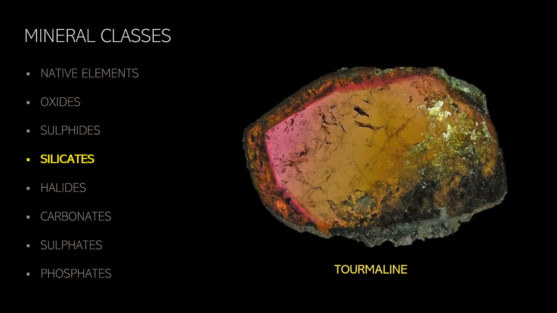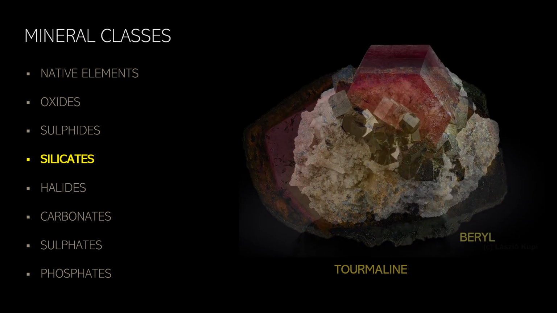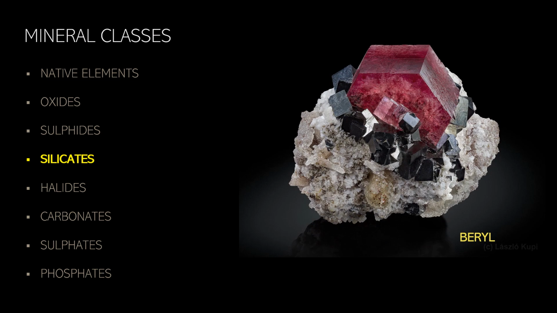Tourmaline is a borosilicate present in a wide range of colors and is a well-recognized gemstone. Beryl, also a gemstone, is a beryllium-aluminium silicate.